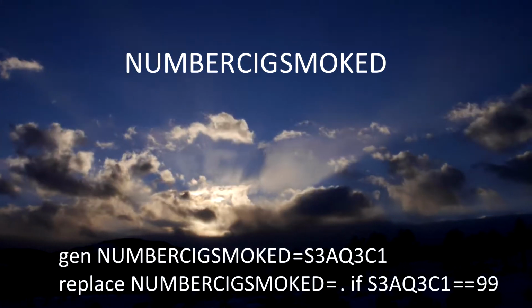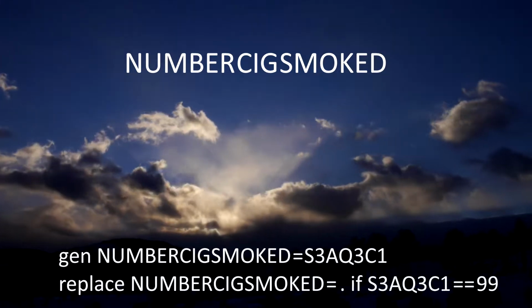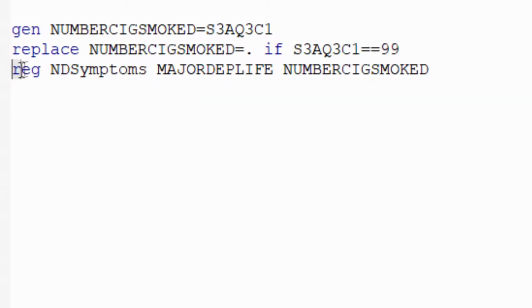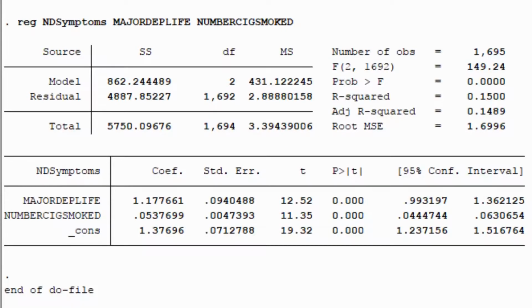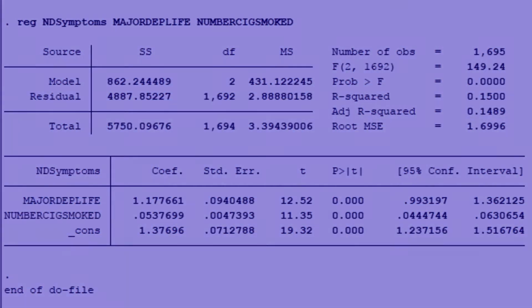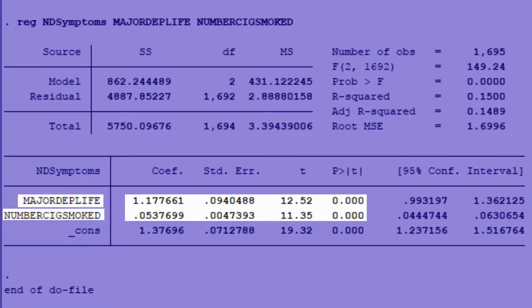After we've created and data managed the new variable, number sig smoked, we add it to our model. Here's the output. We examine the p-values and parameter estimates, or coefficients, for each predictor variable, that is, our explanatory variable, depression, and our potential confounder, number of cigarettes smoked. As you can see, both p-values are less than 0.05, and both of the parameter estimates, or coefficients, are positive.